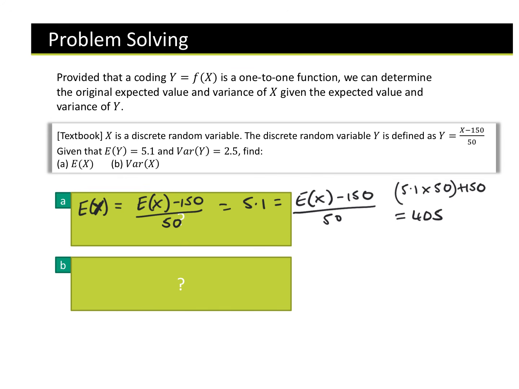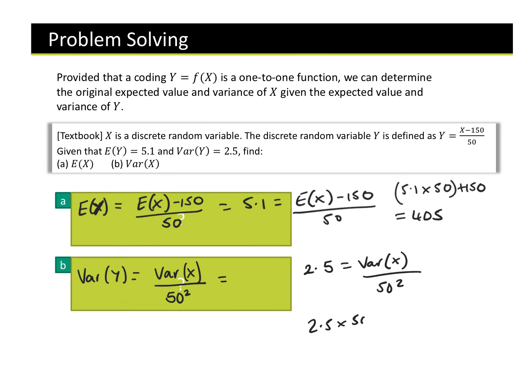And then part B, we know with the variance of y is going to equal the variance of x divided by 50 squared. Now, remember, we don't care about the add or minus with variance, and if you remember from earlier chapters, why. So this is going to be 2.5 as our variance of y equals the variance of x over 50 squared. 2.5 times 50 squared is going to equal 6,250. So that is the variance of x.